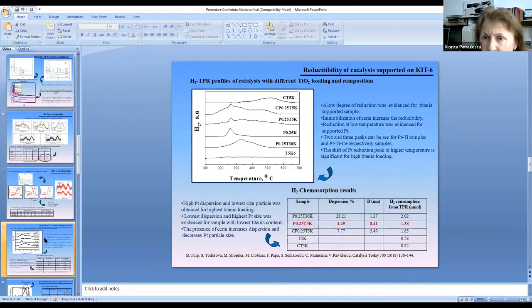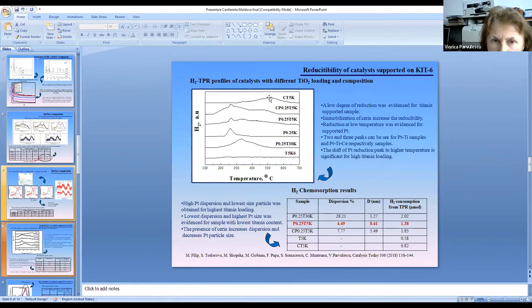Reducibility of catalysts supported on KIT-6 was evaluated by the hydrogen TPR method. We can see an increase of the reduction possibility when titania and ceria were immobilized. Ceria influences reduction in the case of samples with platinum, and the peak obtained for platinum oxide reduction is at lower temperature. For this peak, we can see a shift to higher temperature.